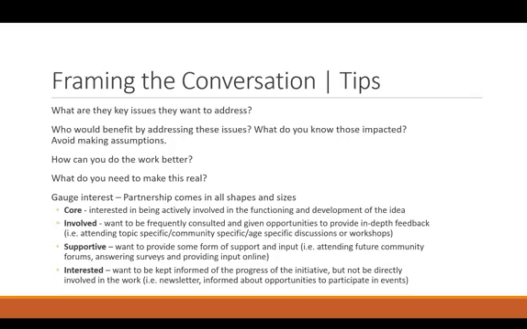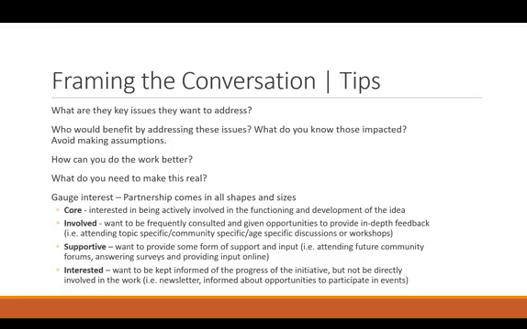Have a discussion and dialogue about how you can do the work better and what you need to make this real. These are some steps to progress the conversation further along, and it's certainly not something you want to do right at the gate when you're setting your dialogue, but if you're further along in your communication experience, and if you've established and built some trust, these are certainly some tips to frame an ongoing conversation.